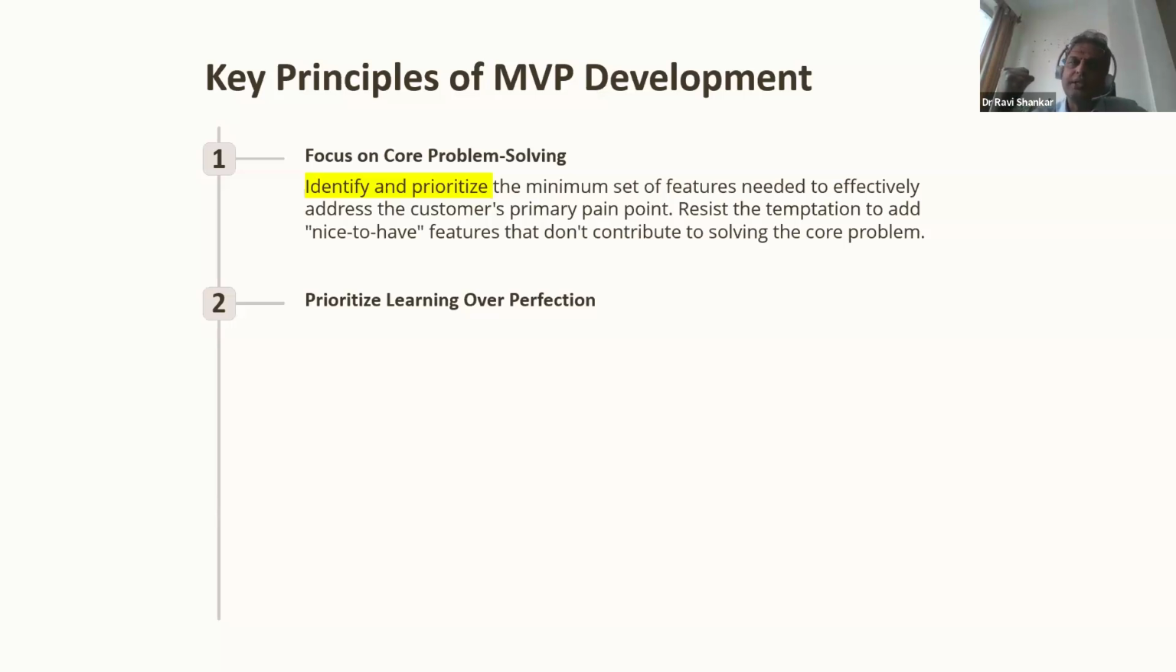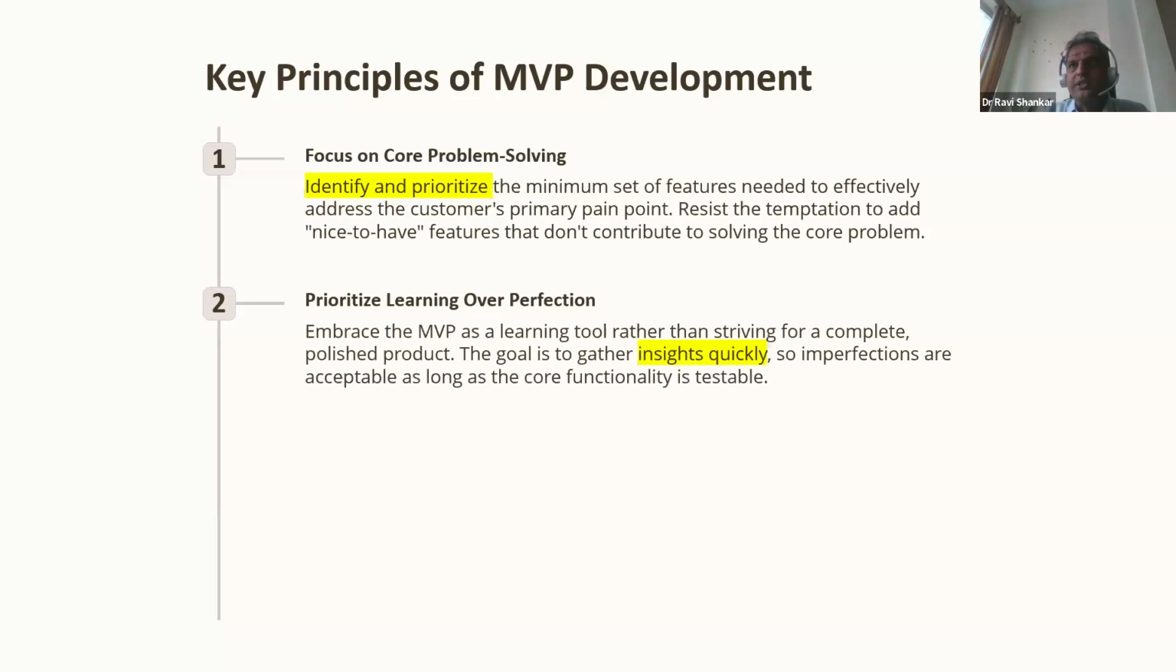But then perfection can become an enemy to MVP. So the idea is to prioritize learning over perfection. So MVP is all about learning, not about getting to the best product or the perfect product or solution. The idea is to collect those insights rapidly.